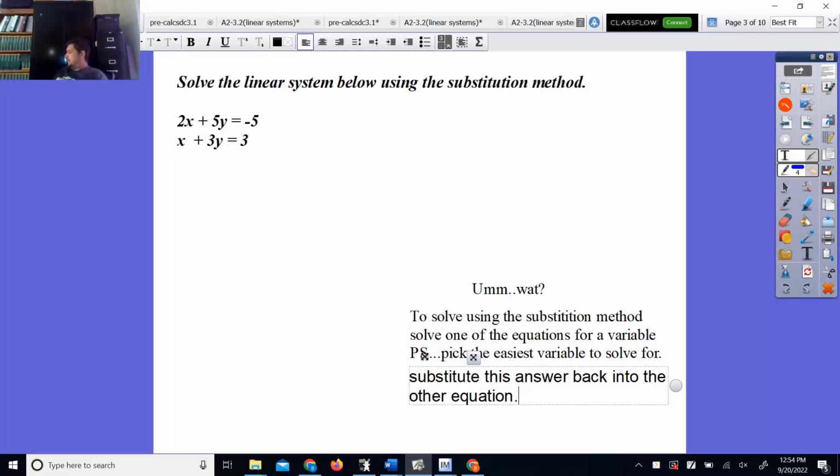A lot of kids don't understand which equation you're supposed to solve or which variable you're supposed to do. If you solve the top equation for x, would you have fractions? Yeah. If you solve the top equation for y, would you have fractions? Yeah. If you solve the second equation for y, would there be fractions? Yes, because you'd have to divide by 3.